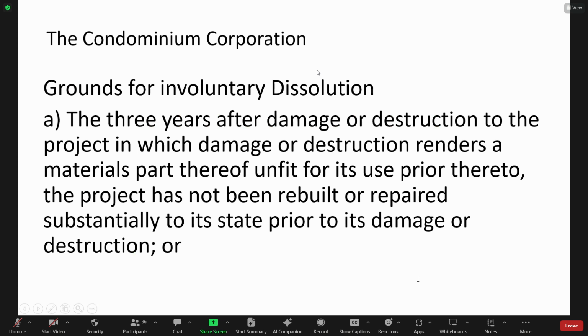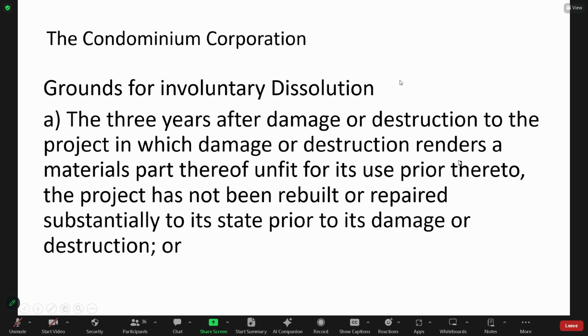Ay, grounds for involuntary dissolution. So, pwede rin naman na hindi nyo ginusto. Hindi ginusto ng unit owners. Kaso, involuntary yung dissolution ng corporation, yung condo corp. So ano yung mga grounds for involuntary dissolution? Someone read for us? Anyone?